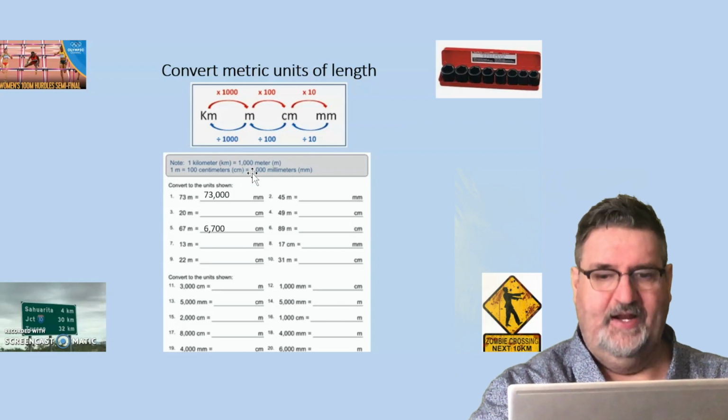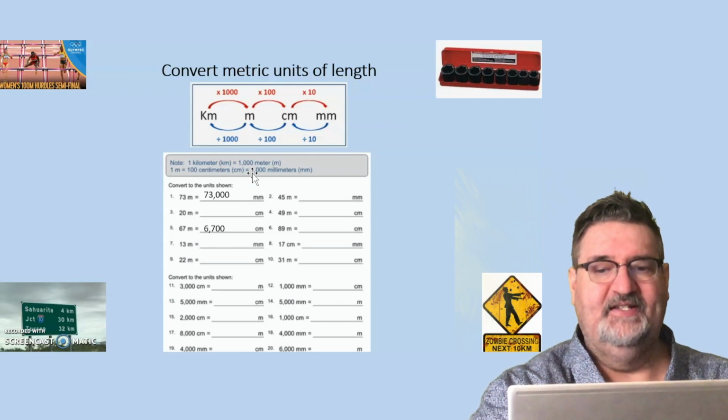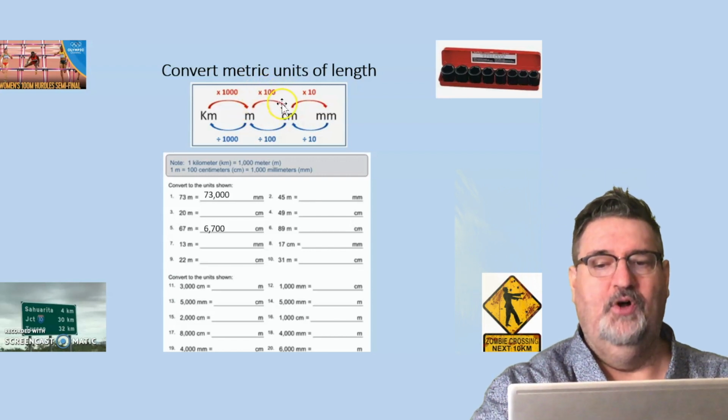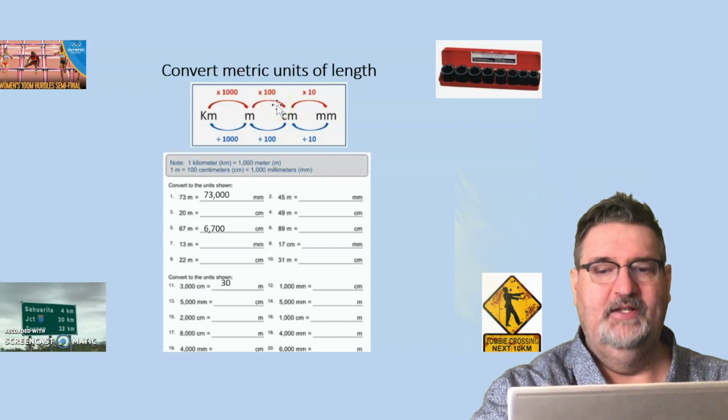The next one we're going to look at is number 5, and it's 67 meters into centimeters. Meters into centimeters, you multiply times 100, because we're going from bigger to smaller. So that equals 6,700 centimeters.